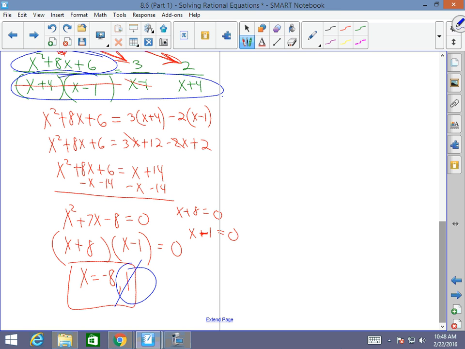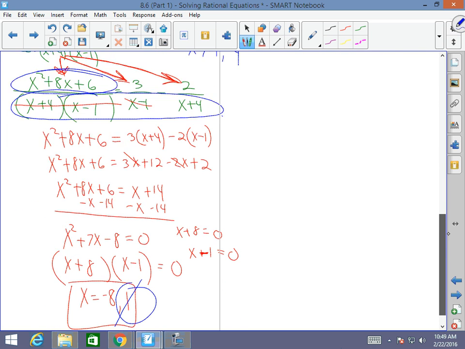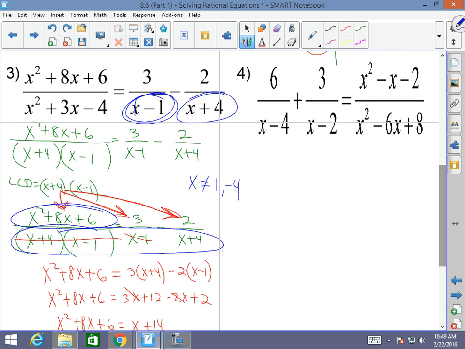It will not work. So you don't even have to test that one, because when I plug 1 into here, 1 minus 1 is 0, and that's bad. Now, I do have to test, though, the negative 8. I have to. So let's test the negative 8.